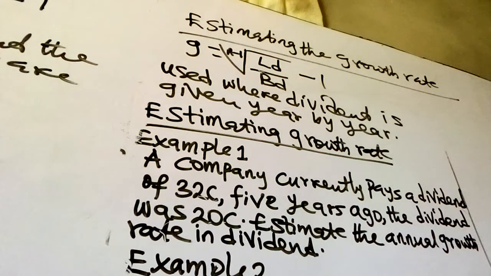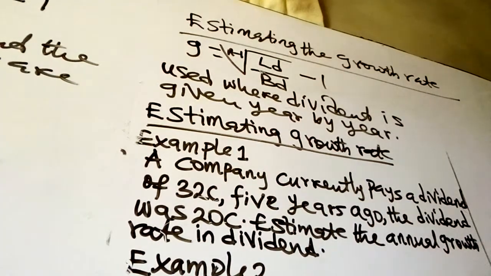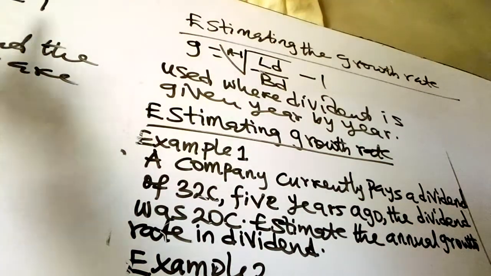BD is the base dividend. N represents the number of years data is provided, or the number of growth periods. That is the definition of the variables.